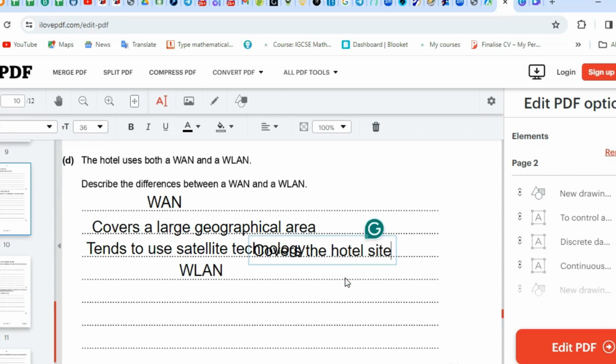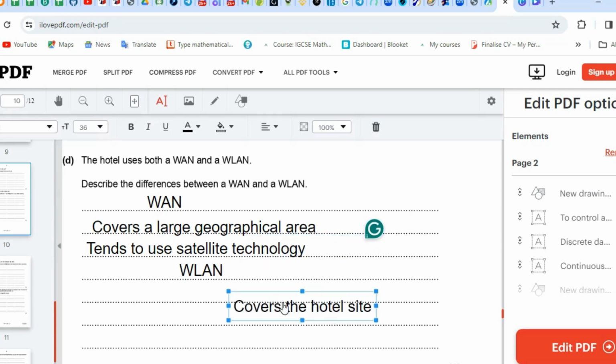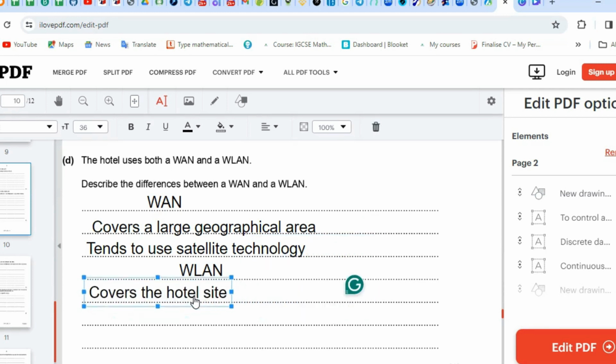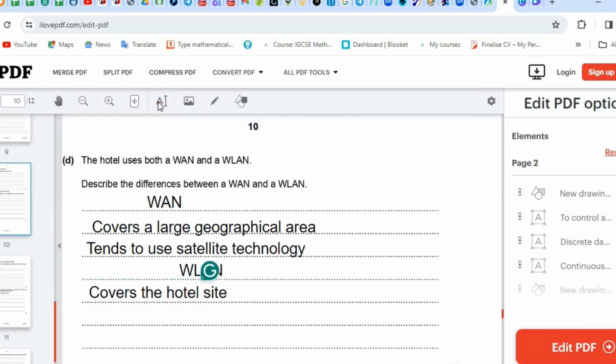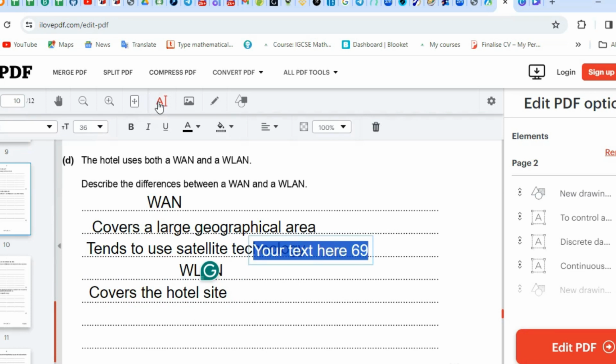And 2, it uses wireless technology. That is, you don't need to start connecting wires before you are connected to the internet.